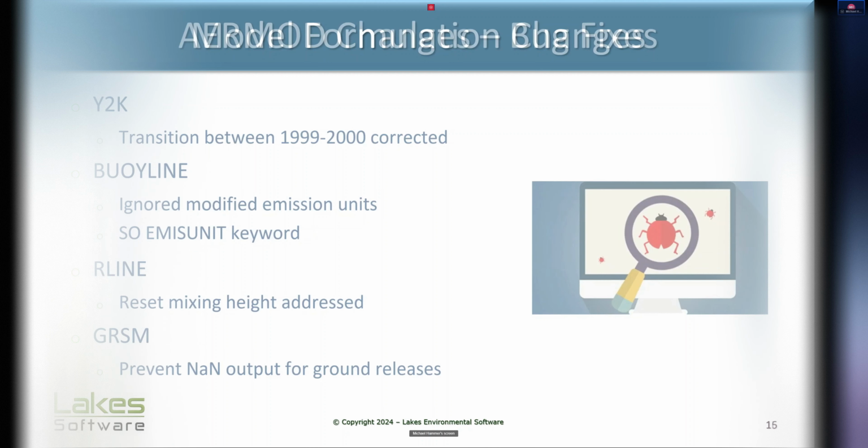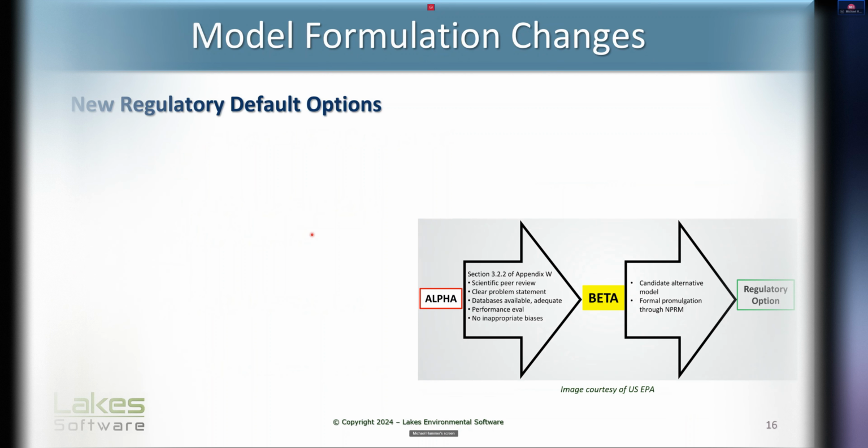The more significant changes to AERMOD come from those model formulation changes that were brought into place with the new guideline. The first new regulatory default option is the R-LINE mobile source type. The R-LINE mobile source type is now implemented for regulatory modeling of mobile sources in addition to the existing area, line, and volume source types. So this is not meant to replace those existing source types. It's just providing another option to modelers out there so that modeling can be a bit more flexible.